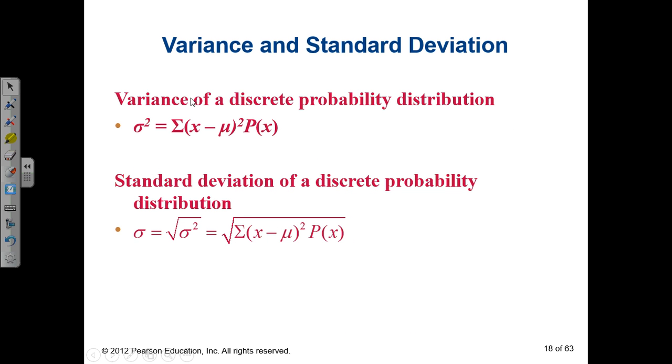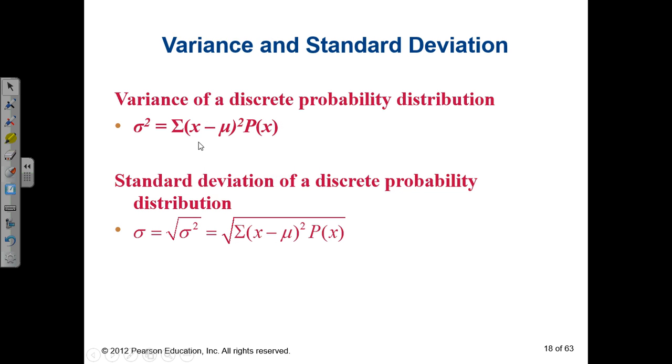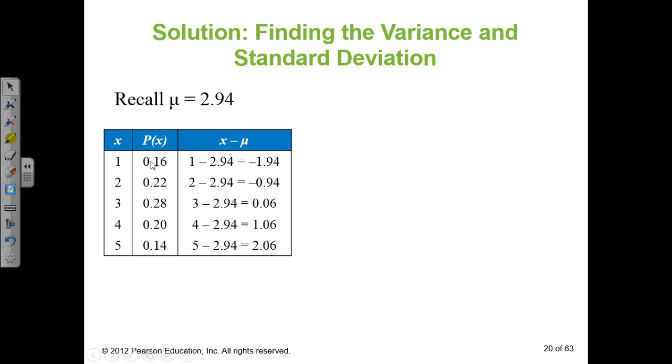To find the variance or the standard deviation is a little more complex, but we're still going to set it up like a table. So what we're going to do is first do 1 times 0.16, to find the mean. So we found the mean is 2.94, sorry. And then we do value minus mean, 1 minus 2.94, 2 minus 2.94, 3 minus 2.94.